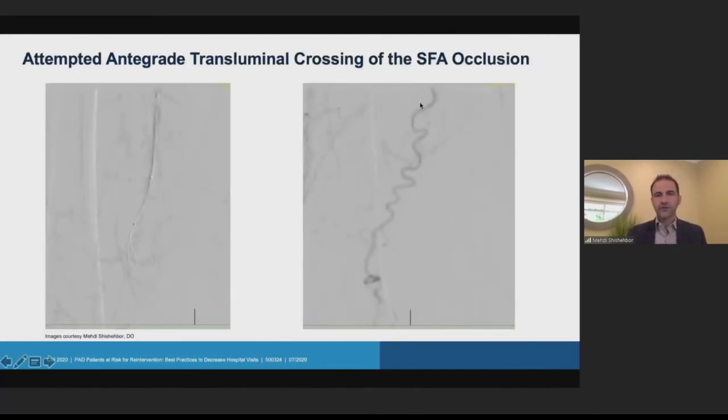So we try to cross these, like many of the total long SFA lesions, in an antegrade fashion. Here I have a Navicross, and that looks like a Glidegold, but we probably started with a stiff angle Glidewire and a Navicross, and we try to cross the lesion, and we are in the subintimal space.